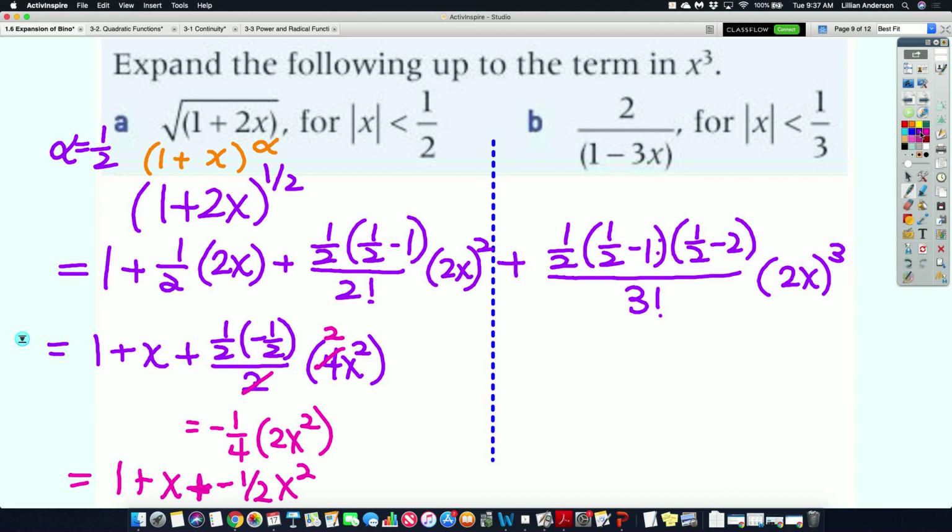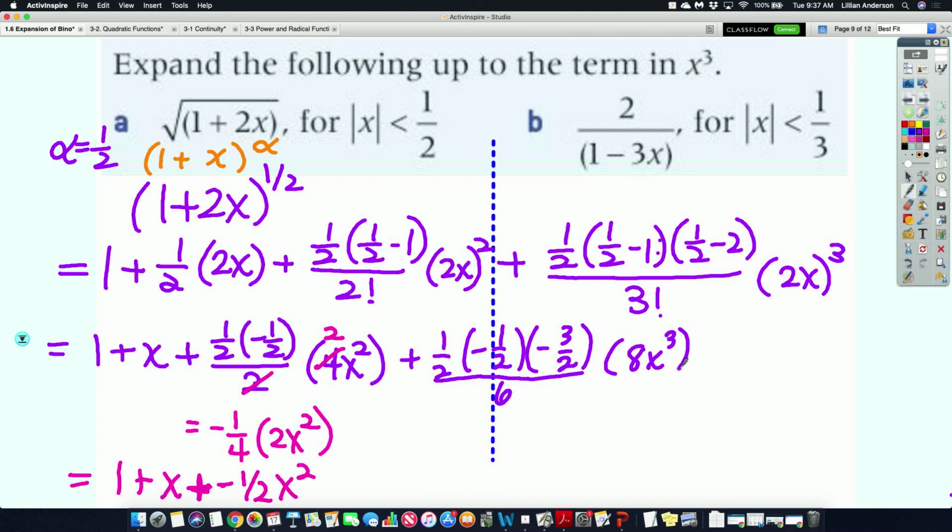Now let's do this last term. I have 1/2 times a negative 1/2 times a negative what? What's 1/2 minus 2? Negative 3/2. What's 3 factorial? 6. And then what's 2x, that quantity to the third power? So that becomes 8x to the third. Now I'm just going to simplify this as well.